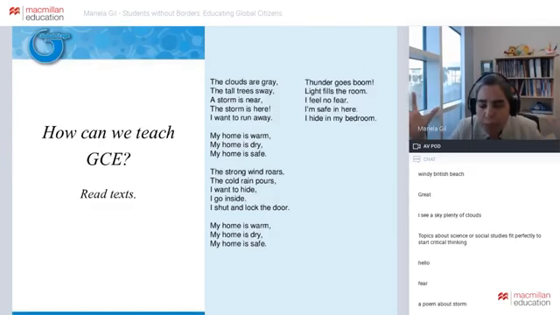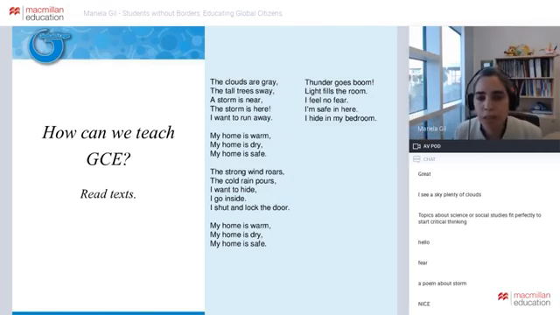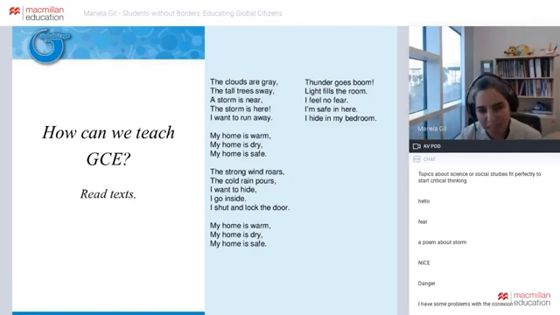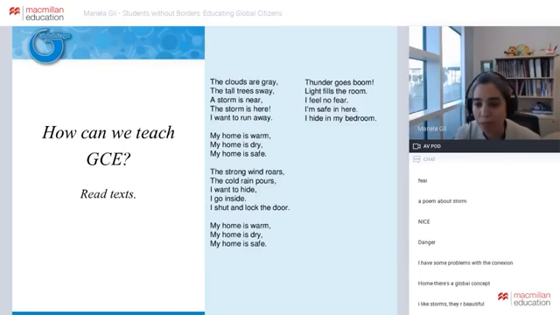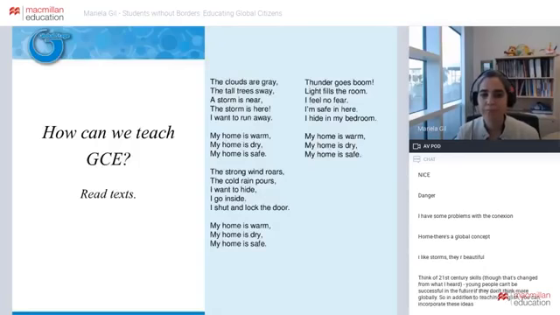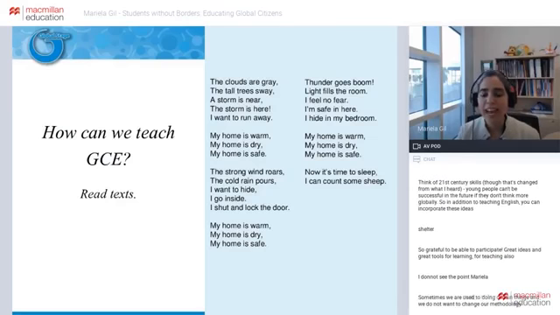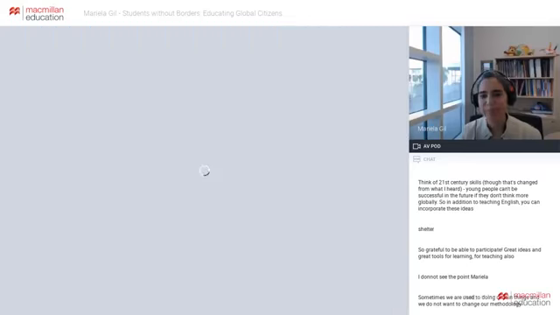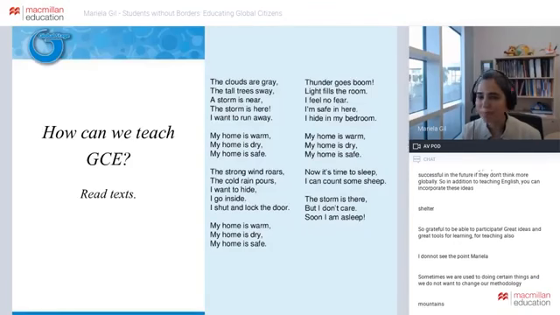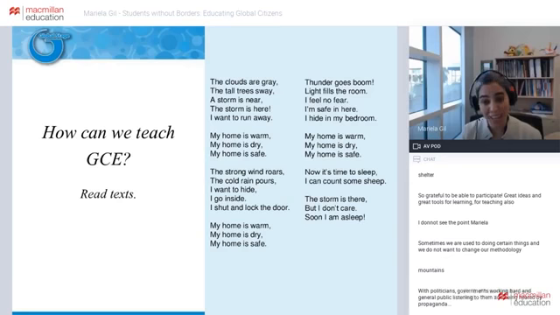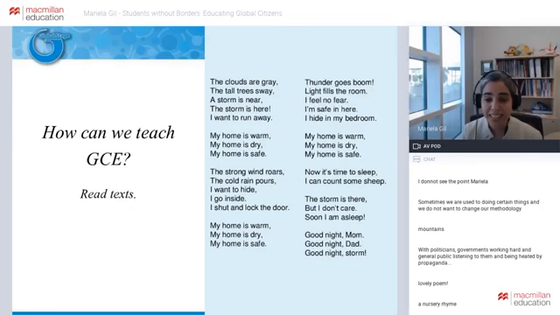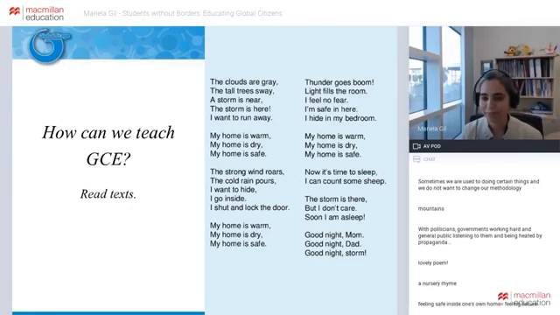Thunder goes boom, light fills the room. I feel no fear, I'm safe in here. I hide in my bedroom. My home is warm, my home is dry, my home is safe. Now it's time to sleep. I can count some sheep. The storm is there, but I don't care. Soon I am asleep. Good night, Mom. Good night, Dad. Good night, Storm.